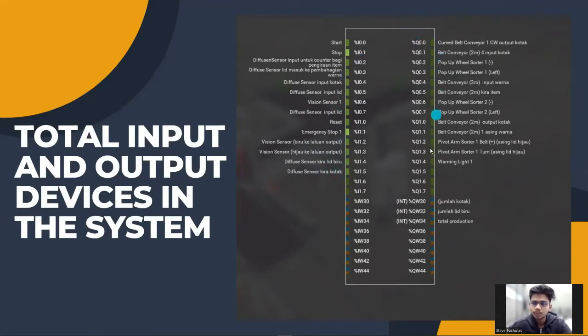Followed by the outputs, as you can see on the right-hand side: the curved belt conveyor for the boxes, the belt conveyor, and the pop-up wheel sorter. This helps rotate the wheels to divide which chamber the item should go to, whether the box chamber or the lid chamber. This process will be simulated and shown by my friend Taranvi later. Then the belt conveyor, the pop-up wheel sorter, the belt conveyor again, and the pivot arm sorter, which is very helpful in navigating and guiding the items on the conveyor.